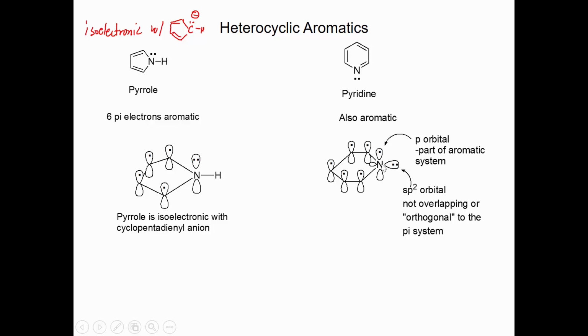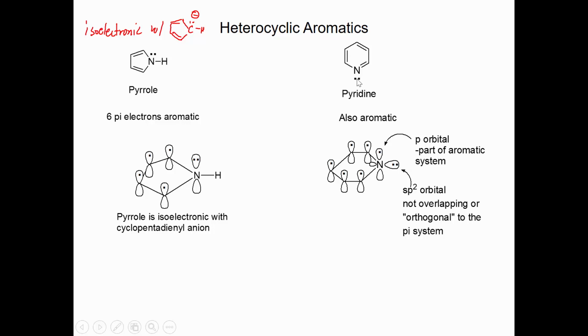When you have nitrogen that's part of a pi bond like this, its lone pair is actually orthogonal. This lone pair in an sp2 orbital is not overlapping with the pi system at all, and thus this lone pair does not make any contribution to the electrons that we're counting to determine whether a system is aromatic or not.